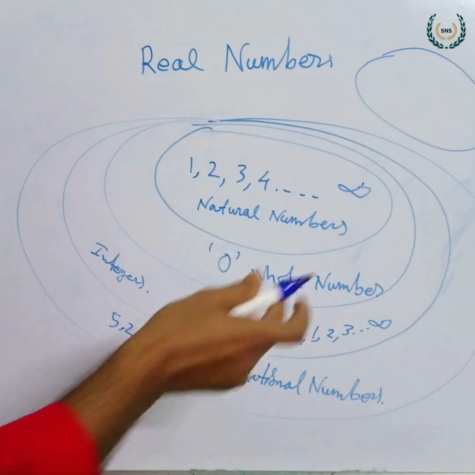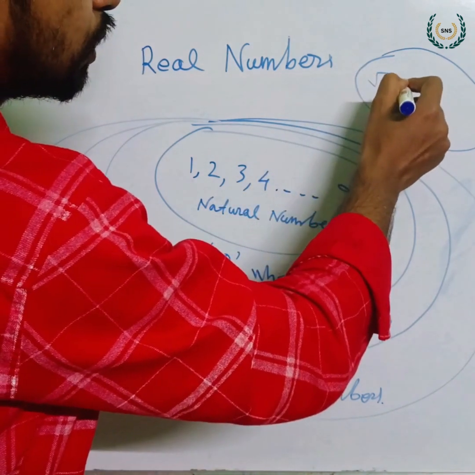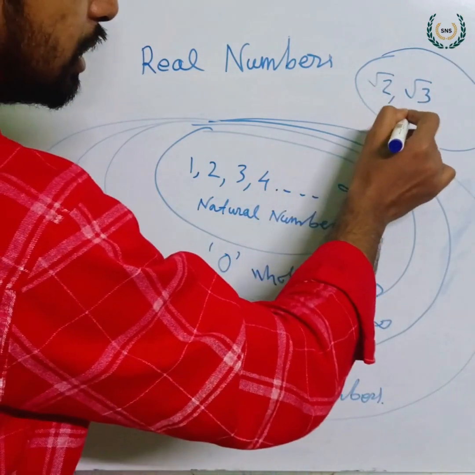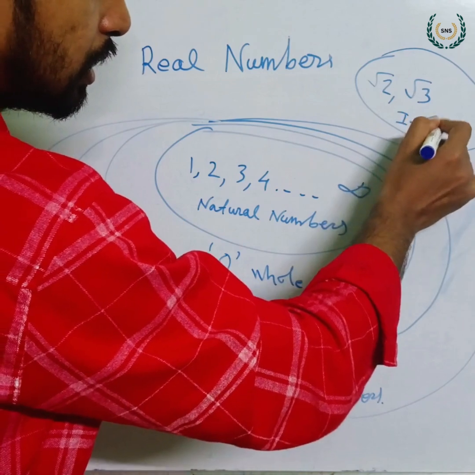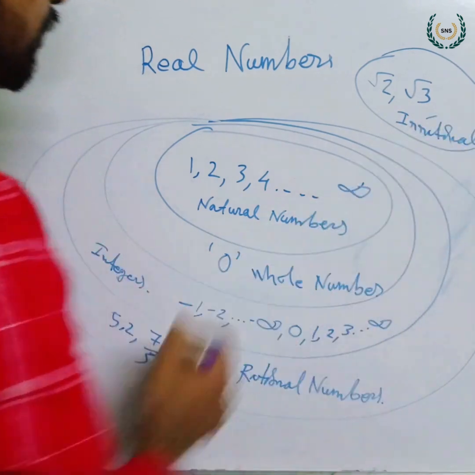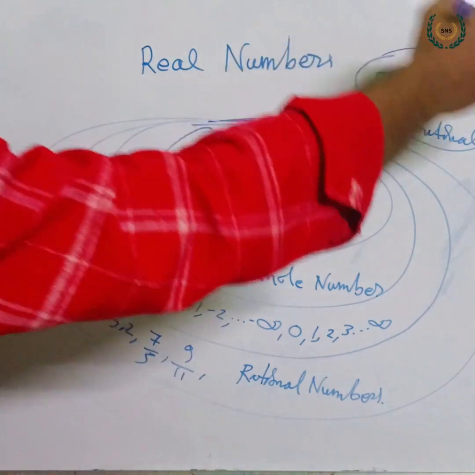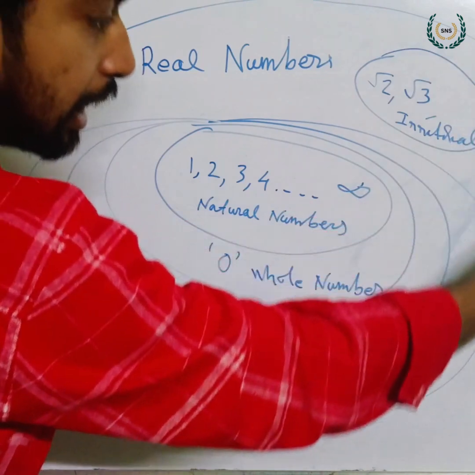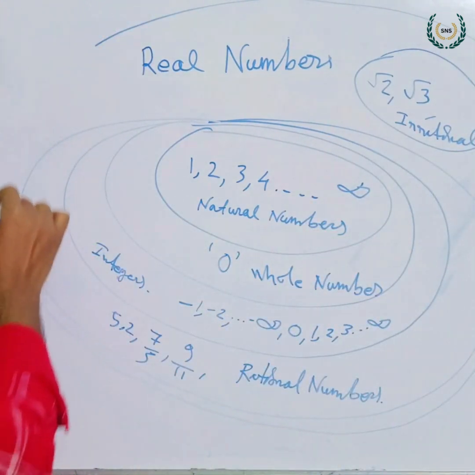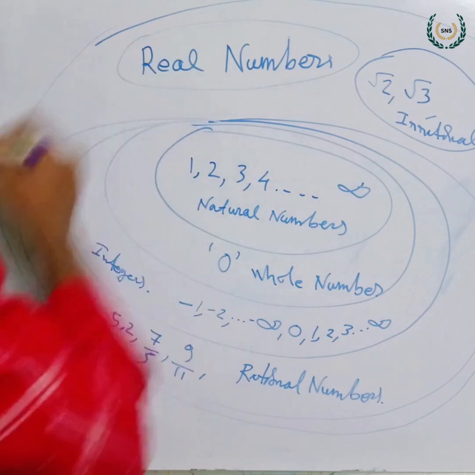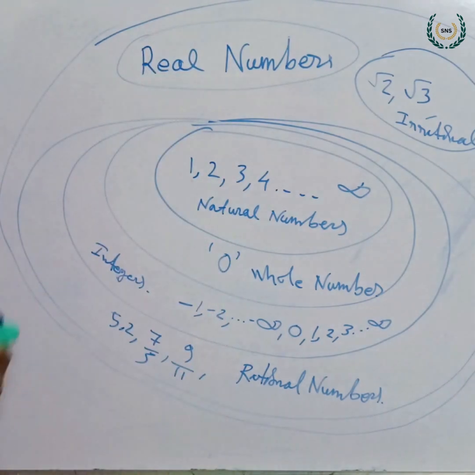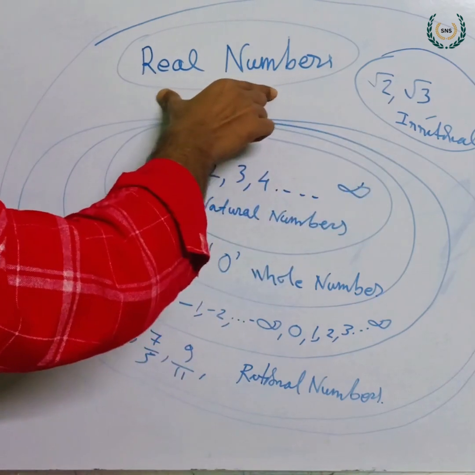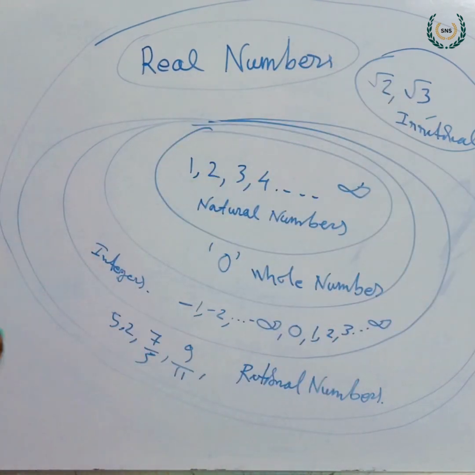Irrational numbers are like √2, √3, √5. So all these are irrational numbers. All these irrational numbers and rational numbers together are referred to as real numbers. Maybe the chapter name is Real Numbers, but real numbers means all these numbers. Okay, thank you.